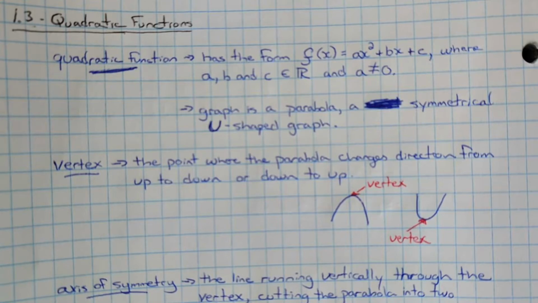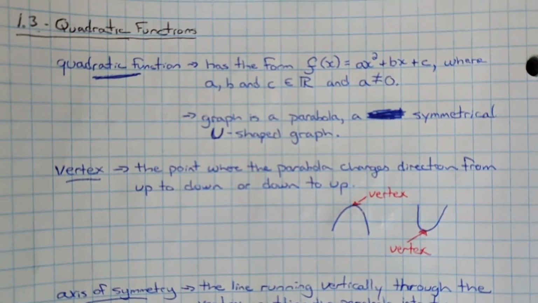Some of it might be brand new because every day is a new day. But let's take a look. A quadratic function is a function that has the form ax squared plus bx plus c, where a, b, and c belong to the real numbers. So as long as a, b, and c are some sort of numbers, and a is not 0. B and c can be 0. A has to be a non-zero number.